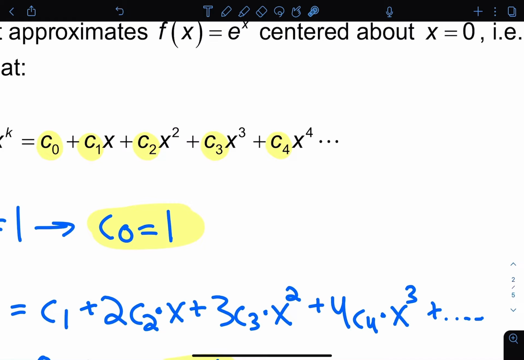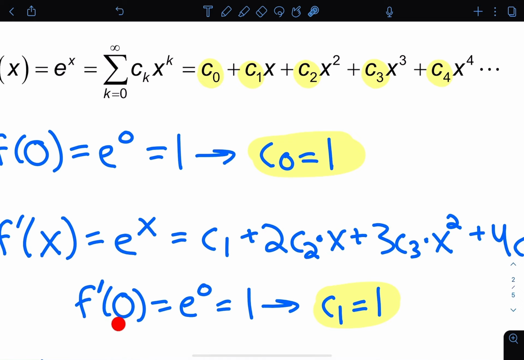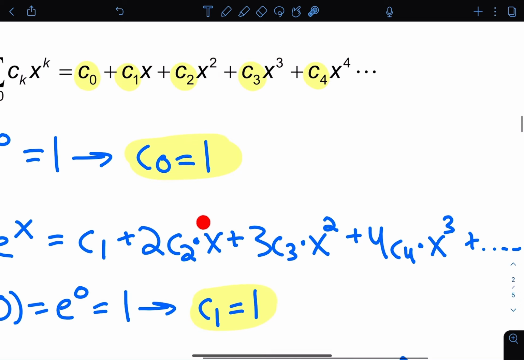But here's the beauty. Now c sub 1 doesn't have an x with it, right? Which means I can go ahead and plug in 0 for x. e to the 0 we know is 1. When I plug in 0 for x, the rest of these terms will drop out, and I get that c sub 1 is 1.